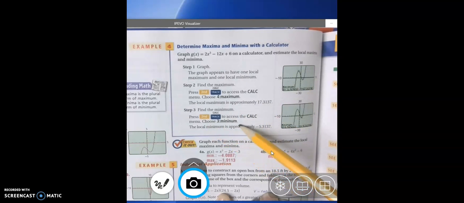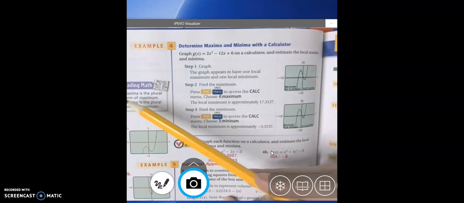The local minimum, you press second trace on your calculator to access the calc menu, and then you're going to choose 3 for minimum, and that will give you the minimum. The local minimum is approximately negative 5.3137. You would never be able to tell that just by looking at this graph, because it's so small. But that's the max and that's the min. Again, you can do all of this on your calculator.